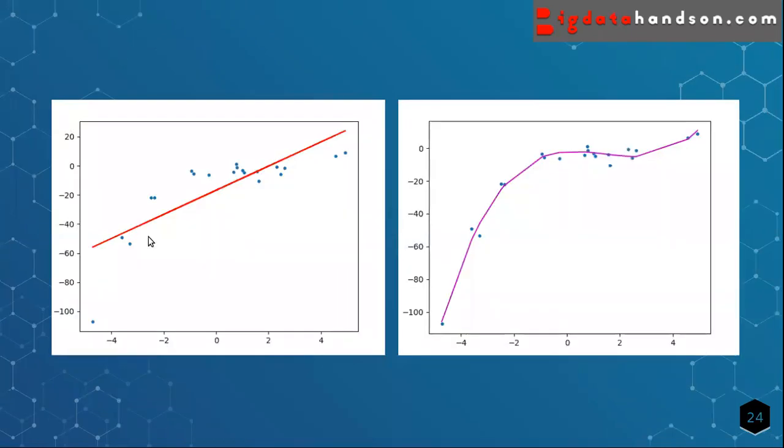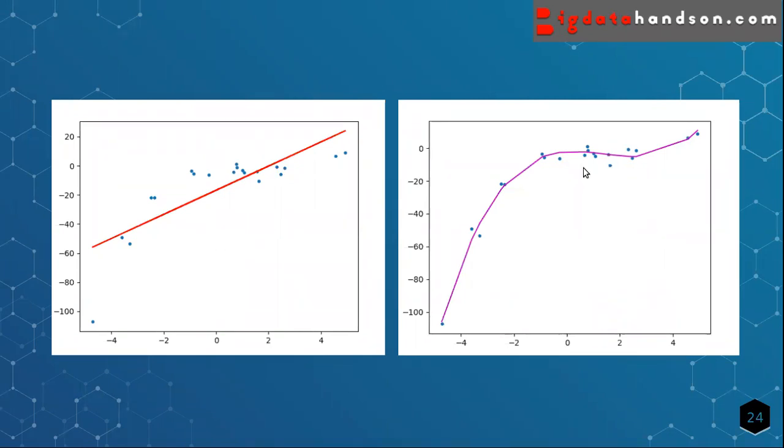You can see here some examples of a line fitted to the points. A linear line is this one, and if you draw a polynomial line, it will look like this polynomial regression line.